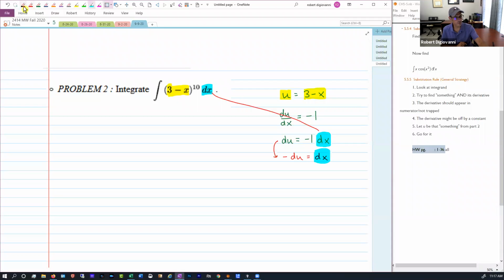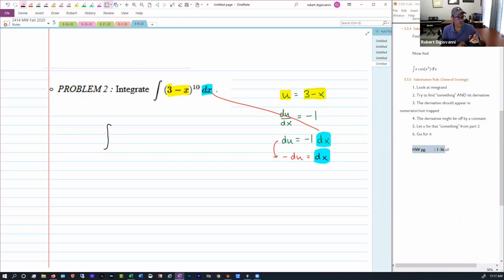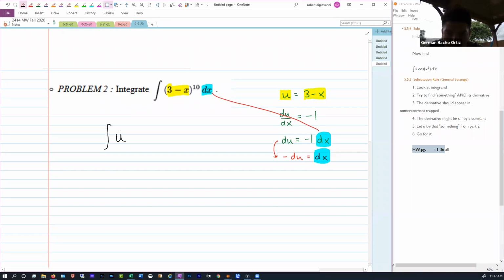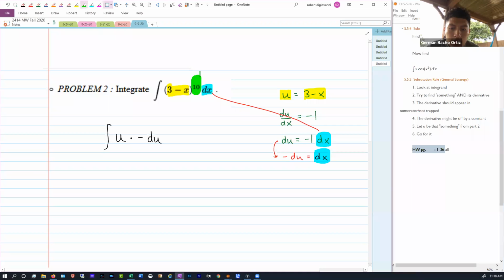Okay, so we're going to rewrite the integral now. German, here's the integral. You tell me what goes in here. We can write 3 minus x. Which you're calling, what did you call 3 minus x though? u. Okay, so u times negative du. Now you're missing something, German. Be careful here. It was 3 minus x raised to the 10th power, right? So you still need that 10th power on that u, right? And then you have times negative du.